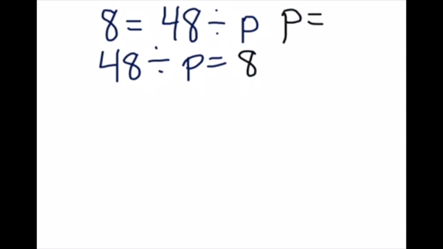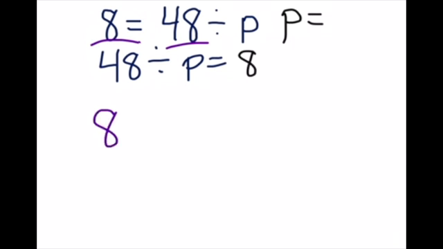So we have to find what p would equal. P equals what? And 48 divided by 8. And remember, we are going to solve this exactly the same way as if we were multiplying. We are going to count by 8s, and we're going to stop at what number? 48. Thank you. So let's do that. Let's count by 8s and see where we end up.